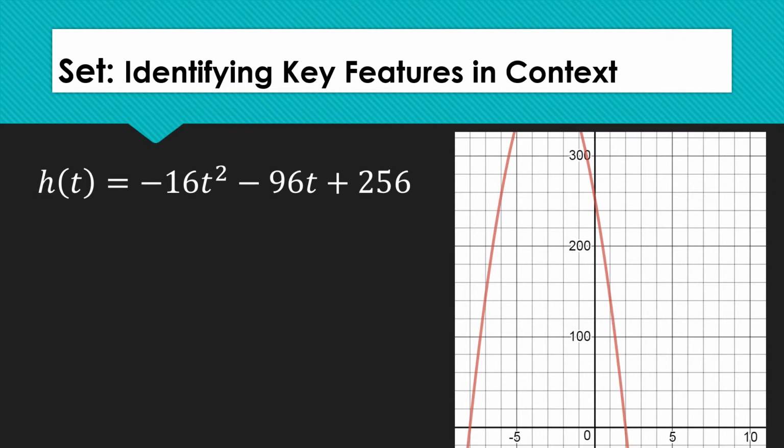In this Set portion of your homework, you're identifying the key features in context. So if we look at this function, h of t equals negative 16t squared minus 96t plus 256, you can see it's modeled with both the equation and the graph, and this goes back to number 8, which is from what we did in class today.